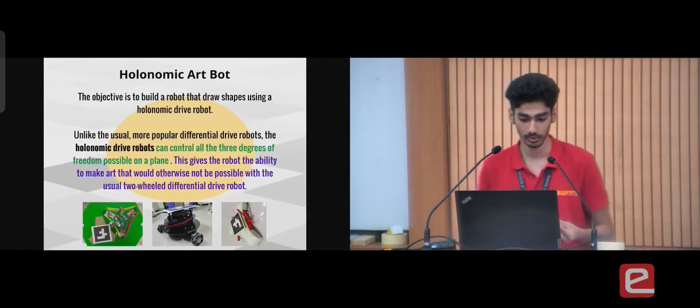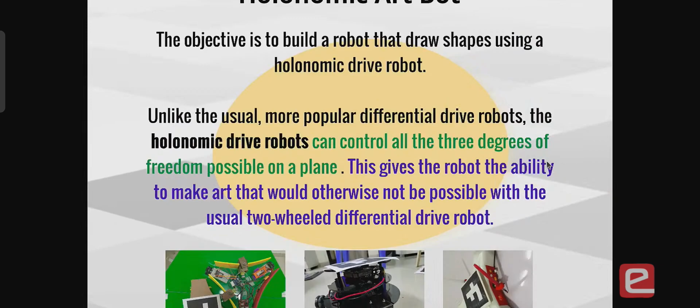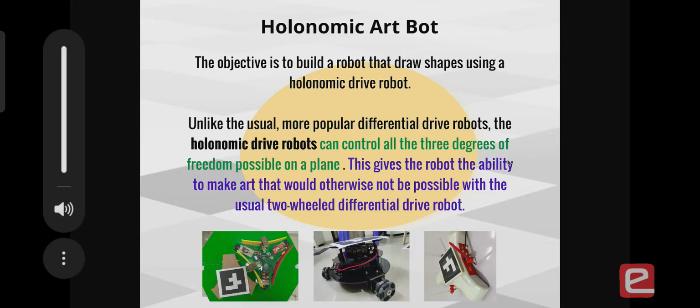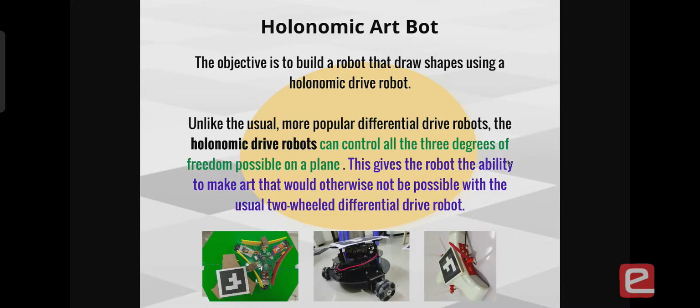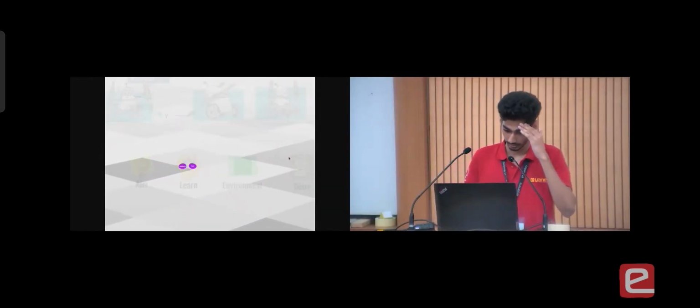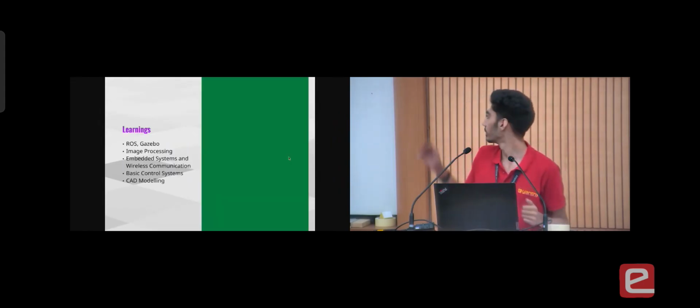So the aim of the theme was to build an art robot which can draw various images. So we decided to build a holonomic drive system which has advantages over the normally used differential drive systems, such as additional degree of freedom around the z-axis. So the learnings in this theme were ROS and Gazebo.